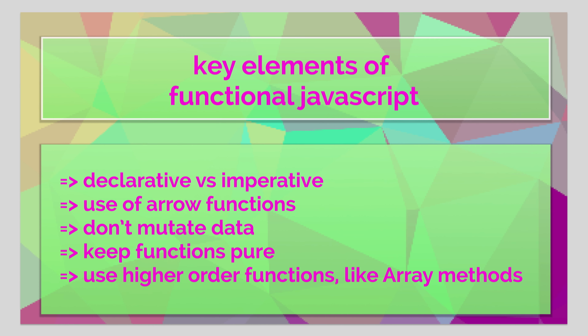All of these things are kind of buzzwords in functional JavaScript. The key elements: declarative versus imperative, the use of arrow functions, don't mutate data, keep functions pure, and use higher order functions, like, for instance, array methods. So these are the main topics we're going to be talking about in this series of videos.